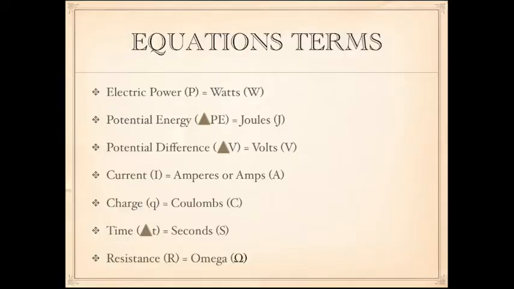Alright, here are some of our terms. Electrical power is in watts, symbol P, unit W. Potential energy is change in PE, in joules. The potential difference is the change in V, in volts. Current, or I, is in amperes, or amps, A. Charge is Q, in coulombs. Time is change in t, in seconds. And resistance is R, in ohms.